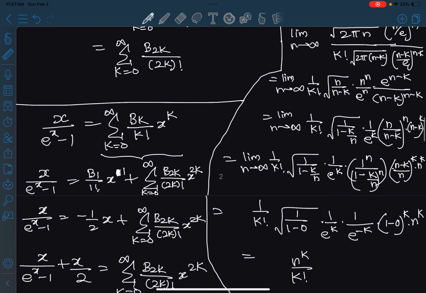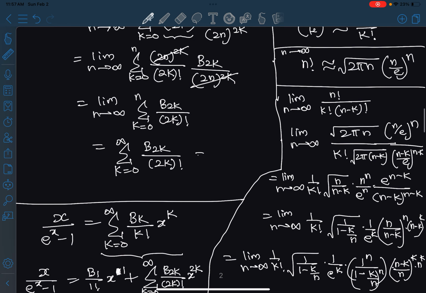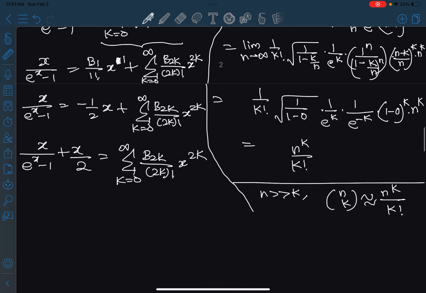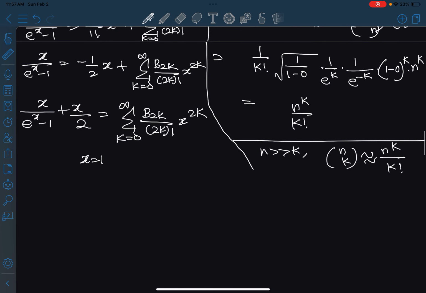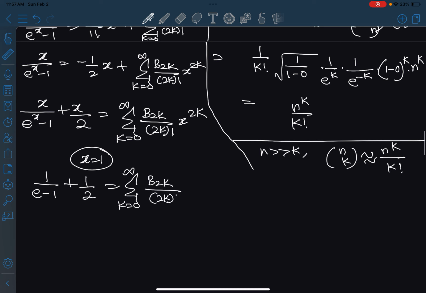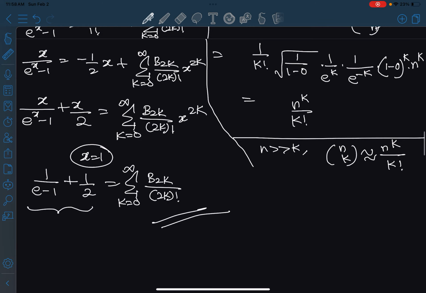And now if you want to find this sum, we just need to substitute x as 1, right? If you substitute x as 1, we get 1 by e minus 1 plus 1 by 2, which is the sum from k equals 0 to infinity of b sub 2k by (2k)!. And that's the answer, guys. That's a beautiful answer. Also, you can try to express this in terms of the hyperbolic cotangent.